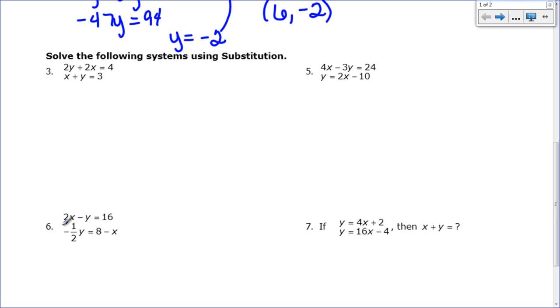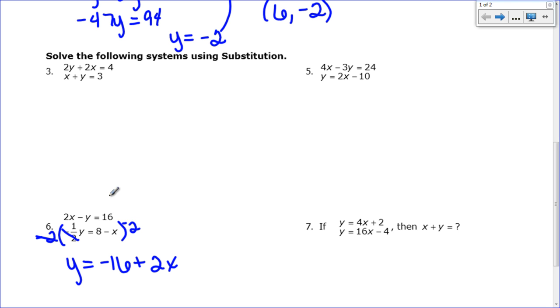Well, because this is a fraction, I can multiply by the denominator to get rid of it. And if I multiply by a negative, it will also take care of the negative. So this will cancel out this, leaving me with 1y. And then on this side, I also have to multiply by negative 2. I've got to multiply everything. So 8 times negative 2 is negative 16. Negative x times negative 2 makes positive 2x. So now I have what y equals.